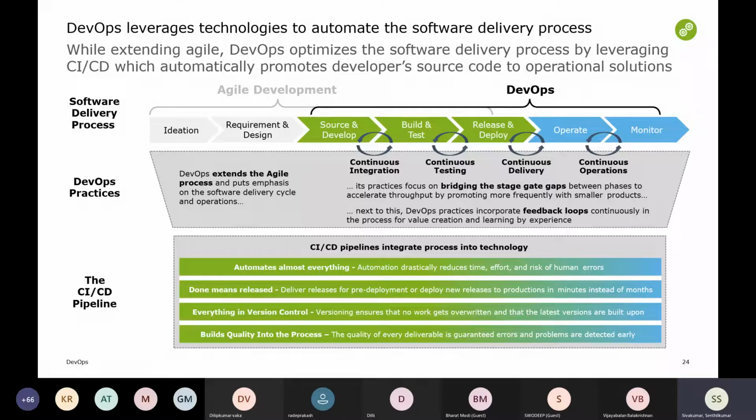Now you can see DevOps extended the agile process and puts emphasis on the software delivery lifecycle and operation. And it has continuous integration, continuous testing, continuous delivery, continuous operations. So the timelines between these phases will be reduced to the maximum. It's a practice focused on bridging the stage gate gaps between phases to accelerate throughput by promoting more frequent releases with smaller products.